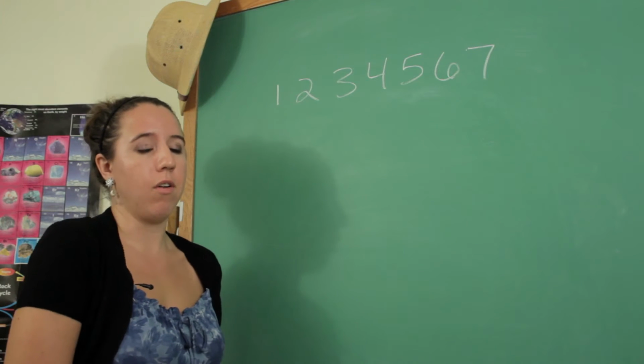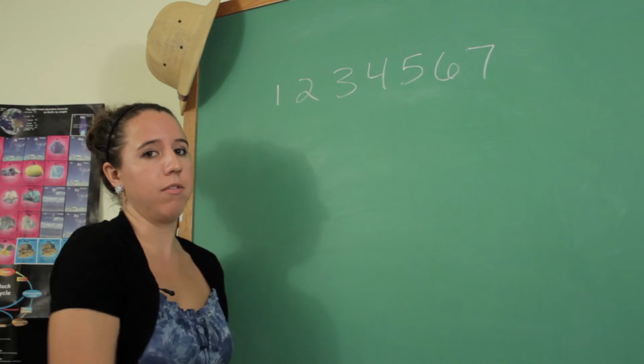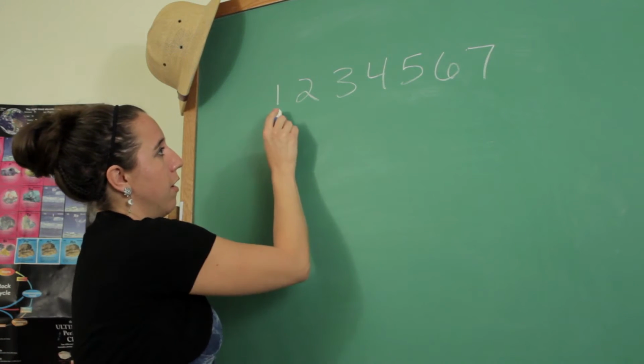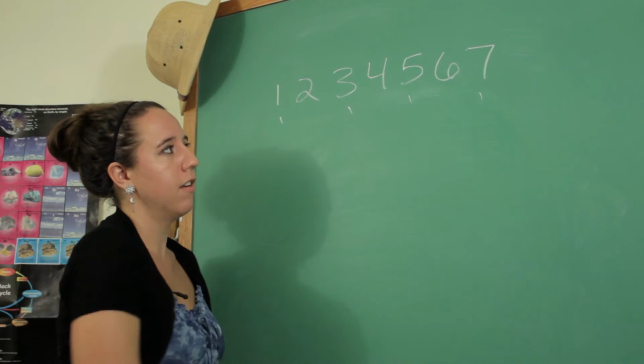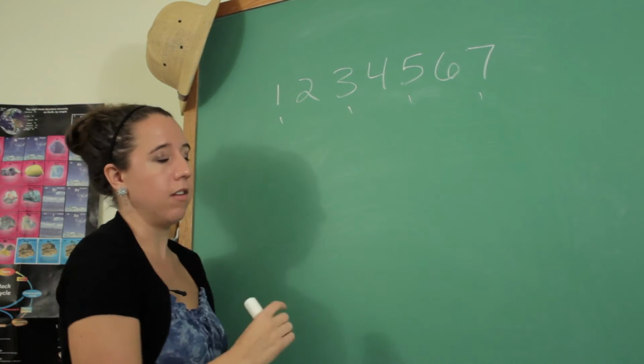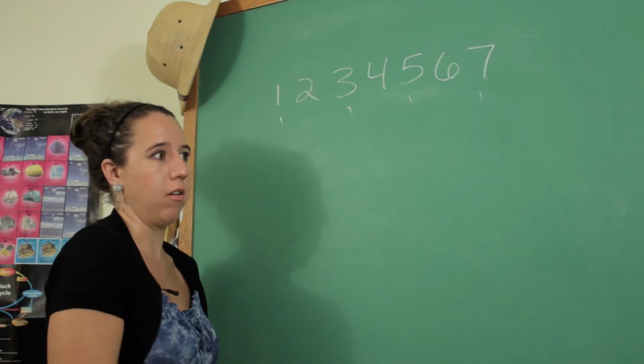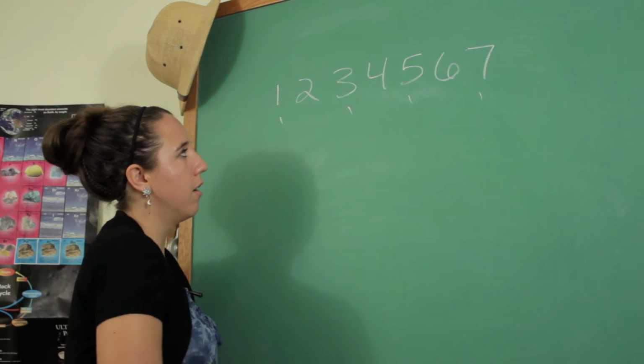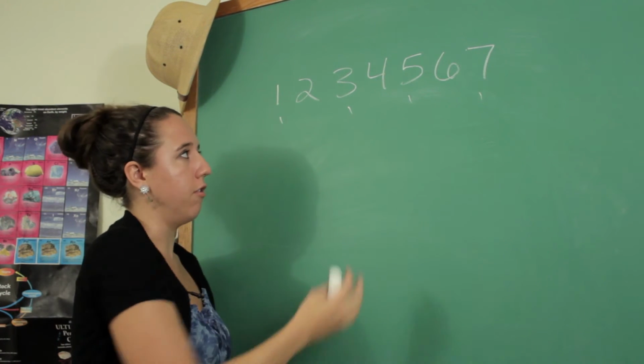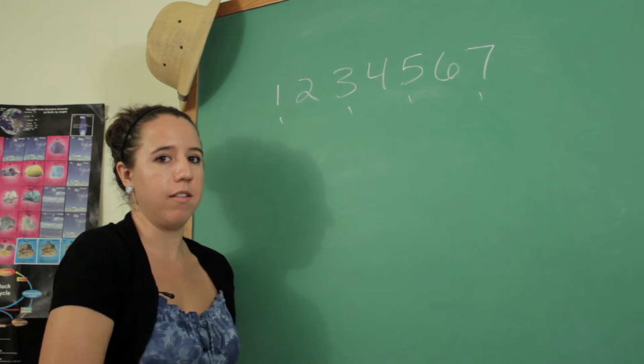An integer is just a whole number, so I've got a bunch of whole numbers written here. The odd ones are this, this, this, and this. And consecutive just means the two odd numbers that are next to each other or closest to each other on the number line. So 1 and 3 are consecutive odd integers, 3 and 5, 5 and 7, and so on.